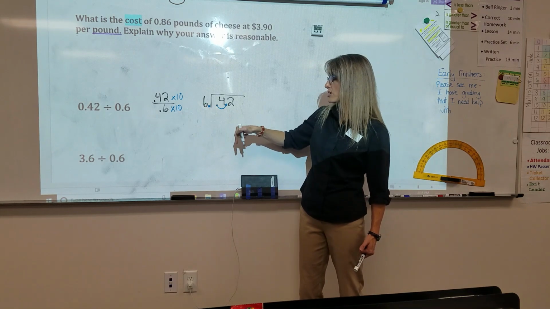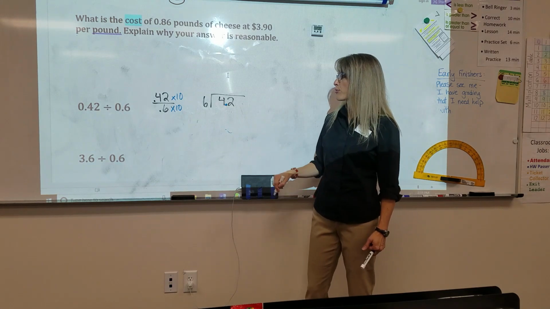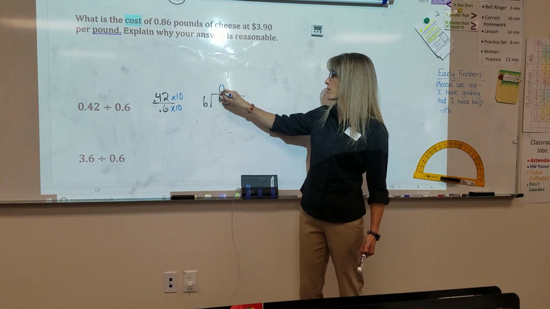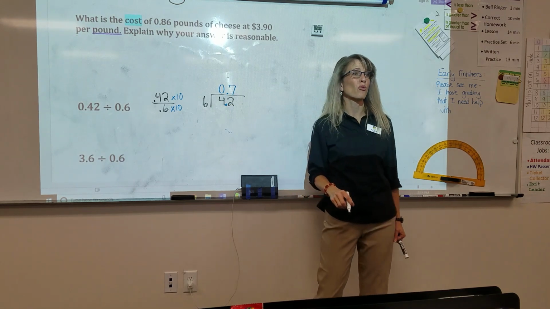That's all I needed to do. And do I need to write it? No. But I can get rid of that. So now I have 6 into 4.2. Will 6 go into 4? No. Bring up the decimal. Will 6 go into 42? Yes. 7 times. So the answer is 0.7.